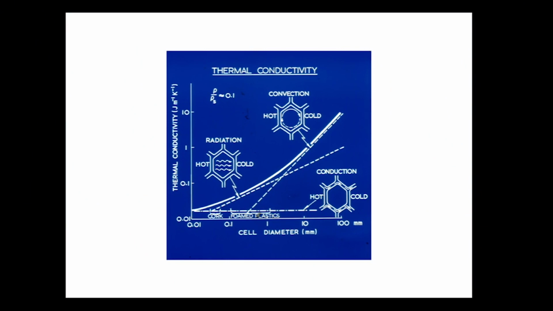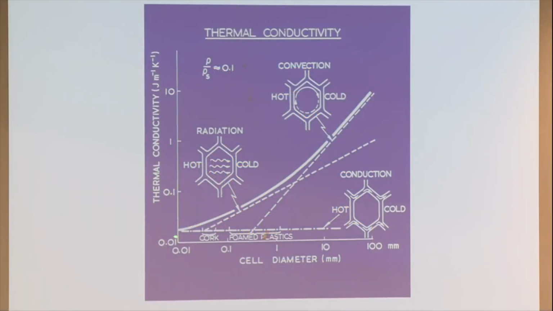Another feature of cork is that it's got very small cells compared to a lot of engineering polymers. The cells are on the order of tens of microns, whereas for many polymer foams, the cells are hundreds of microns or millimeters. And we'll get into this later, but this plot is saying that the thermal conductivity of a cellular material depends in part on the cell size. The cell size for foam plastics is in here, and that for cork is down here. Because it has a smaller cell size, it has a lower thermal conductivity.